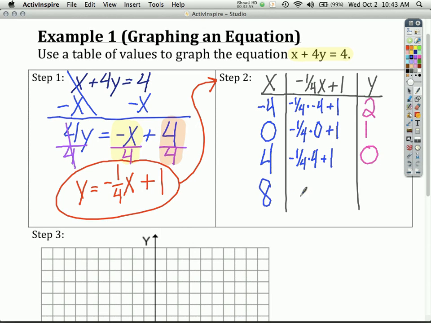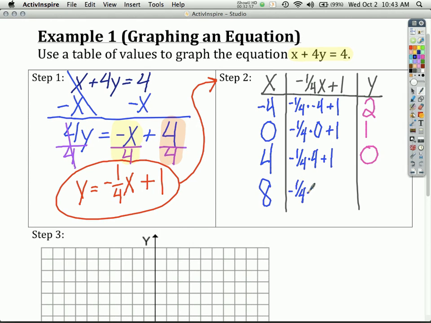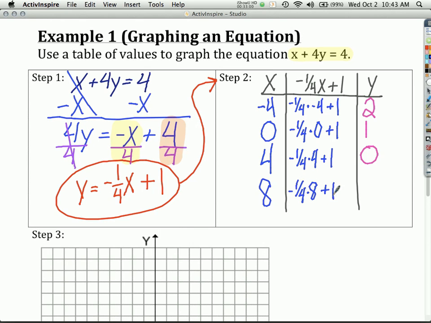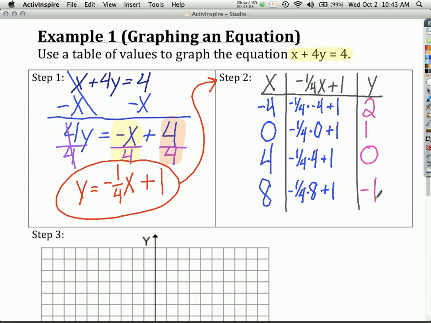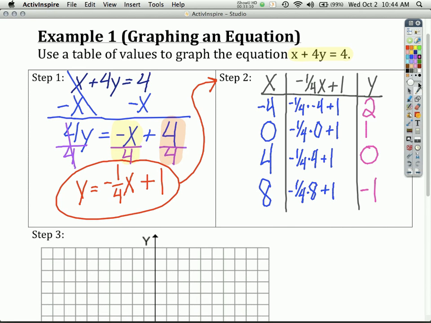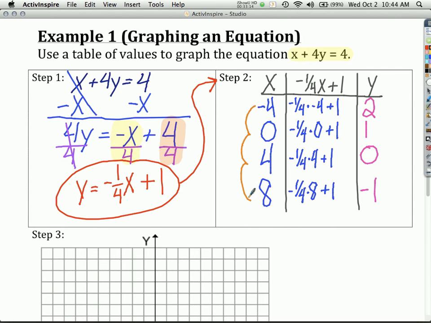We'll plug in the 8. -1/4 times 8 plus 1. That's a -2. That's a 1. It does come out to -1. So you can use the concept of patterns to help you find shortcuts. Patterns will emerge if you have the same distance between all your input values. You should end up with the same distance between all your output values.